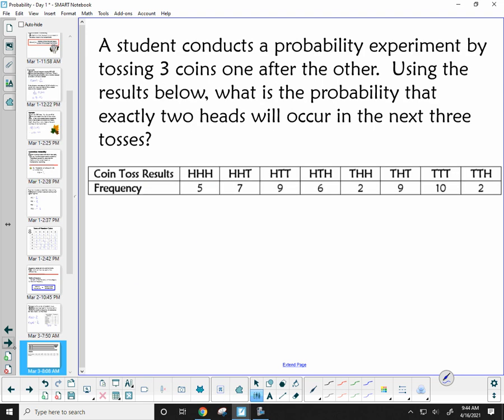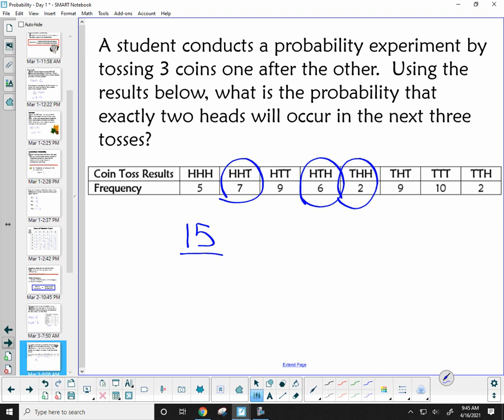All right. Here's another experiment. It says they conducted an experiment by tossing 3 coins one after the other. Using the results below, what's the probability that exactly 2 heads will occur in the next 3 tosses? So we're looking for anyone who had exactly 2 heads. 2 heads here, 2 heads here, 2 heads here, and that's it, right? So how many times did they actually come up with 2 heads? 7, 6, and 2, that's 15. There are 15 instances of that happening. Maybe I worded that poorly. Does that make sense?